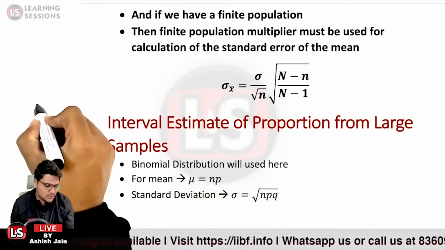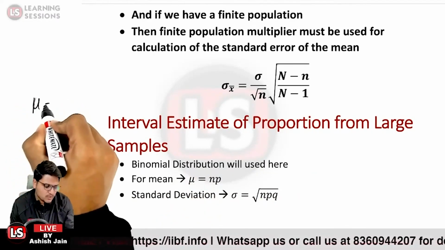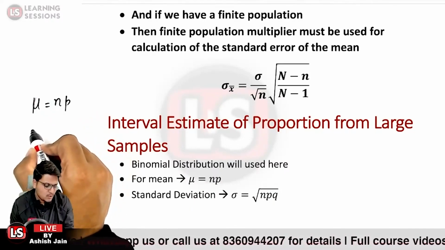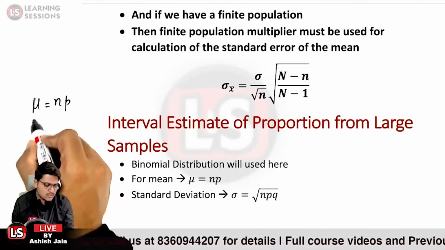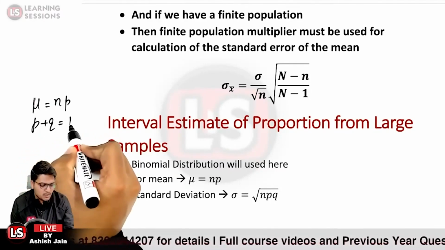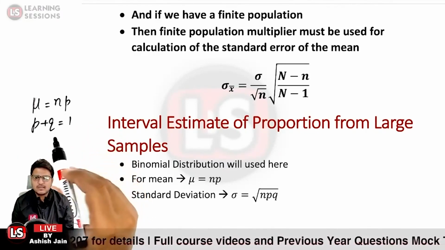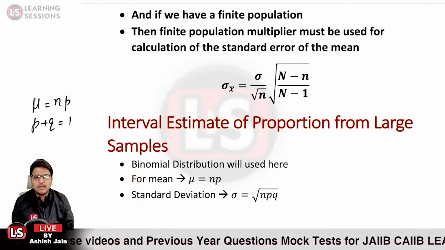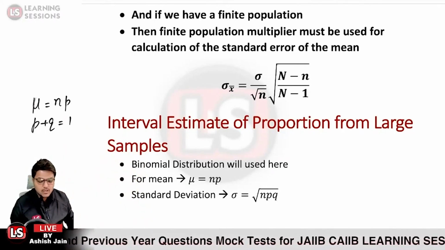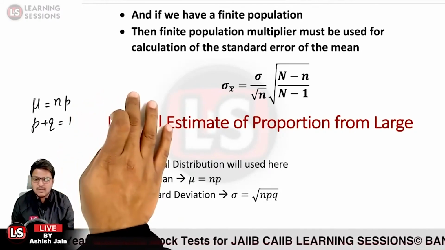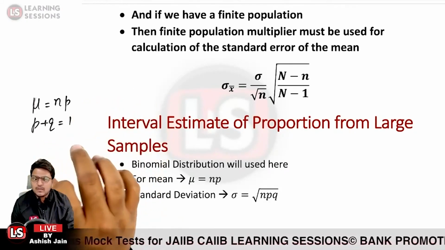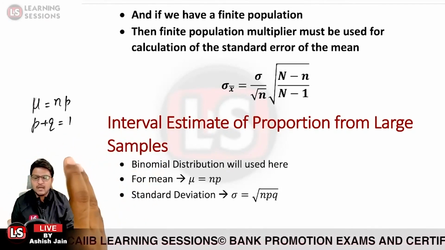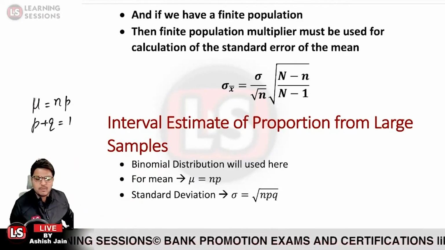You just need to remember a few formulas. First of all, mu is equal to np, and further, the total probability is equal to 1. So we can say p plus q is equal to 1. P is related to the probability of the success events, and Q is related to the probability of the failure events. So in total that will be equal to 1, or if P is known, we can calculate Q as 1 minus P.